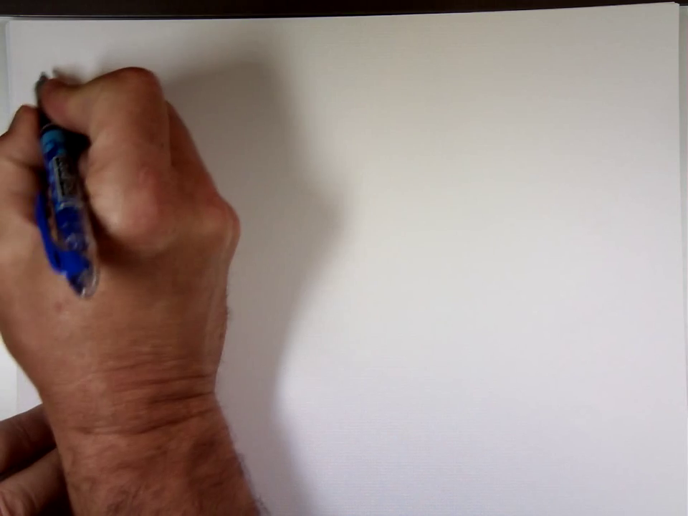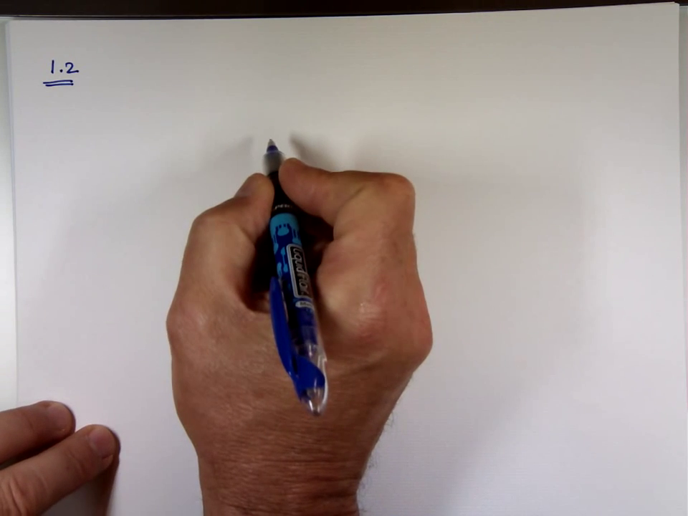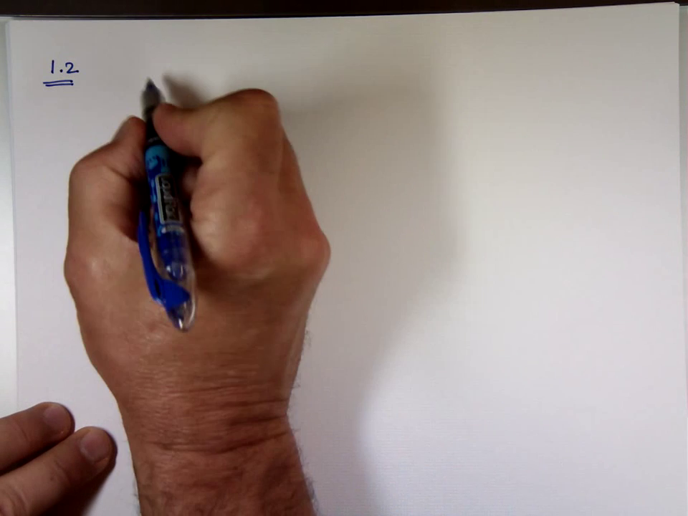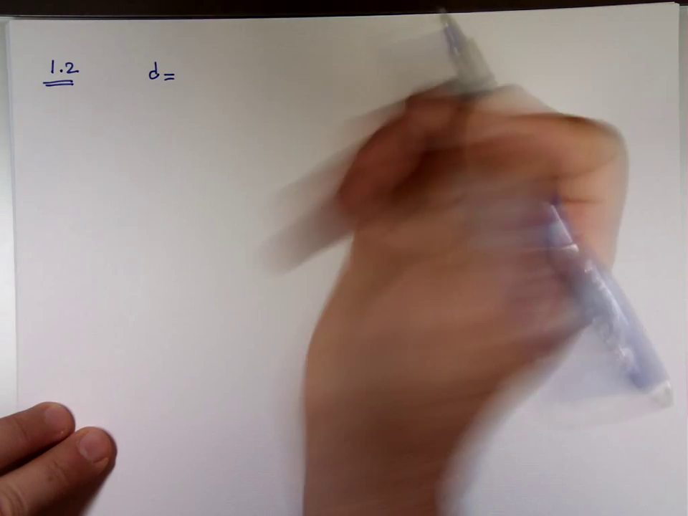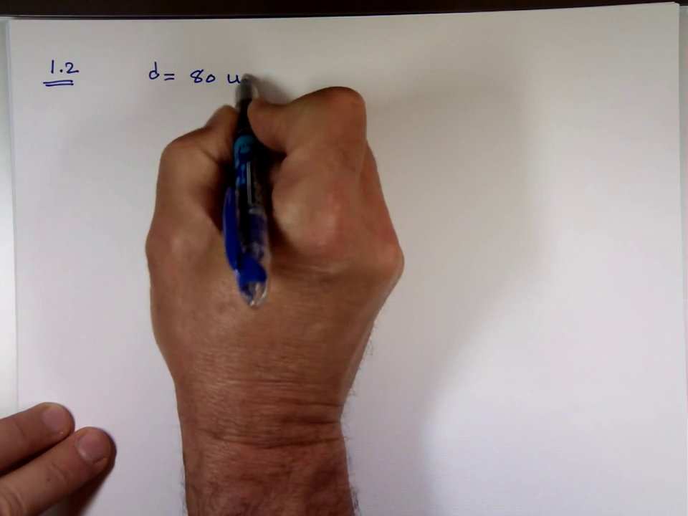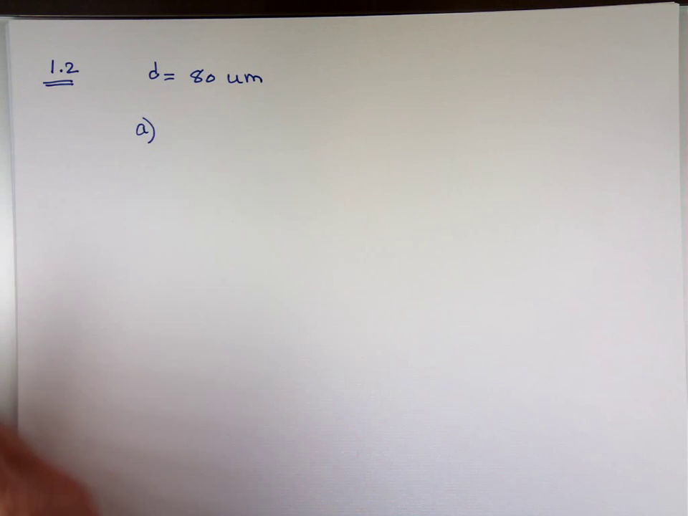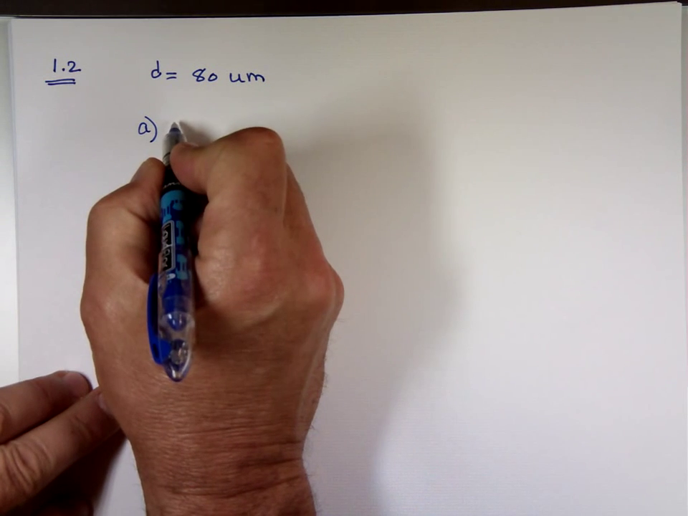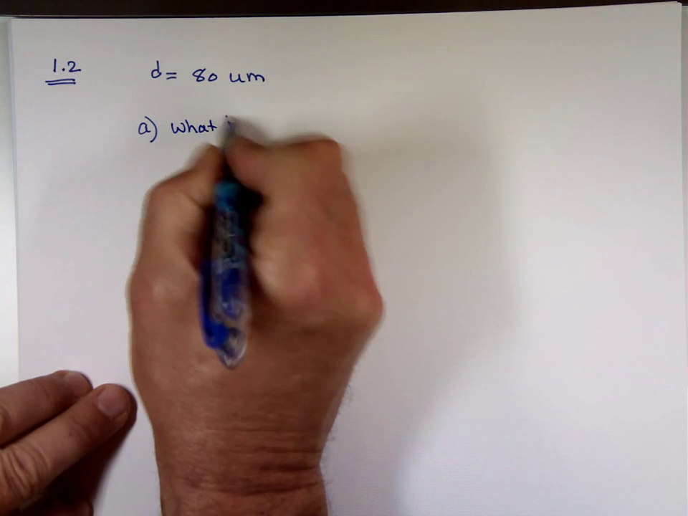So this is the solution to chapter 1 homework. The first question is question 1.2. It says the thickness of a human hair, call it T, is roughly 80 micrometers. And the question, part A, can you tell me what that thickness is in meters?